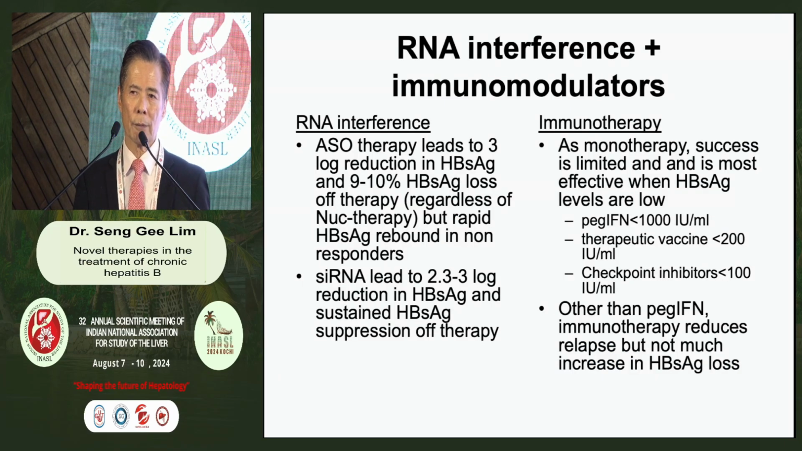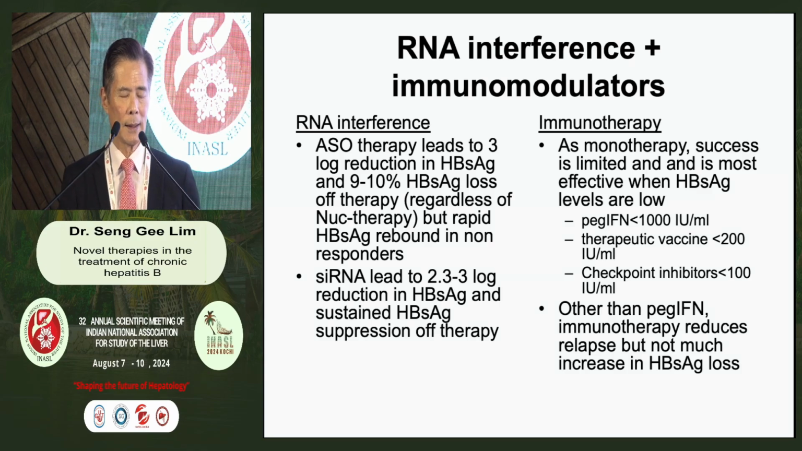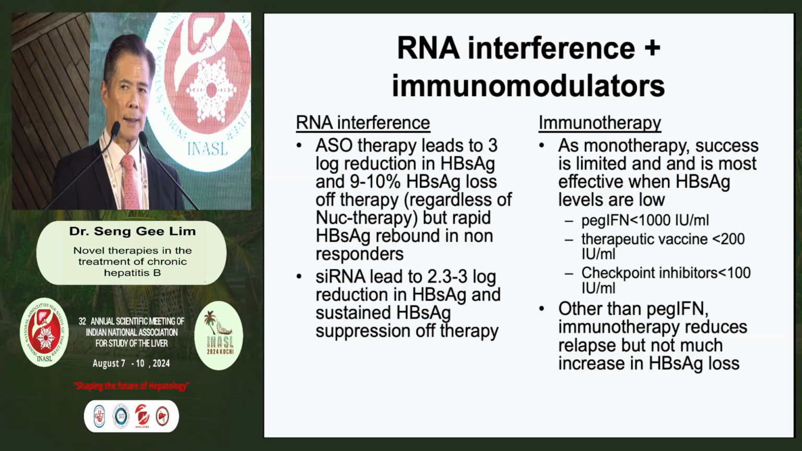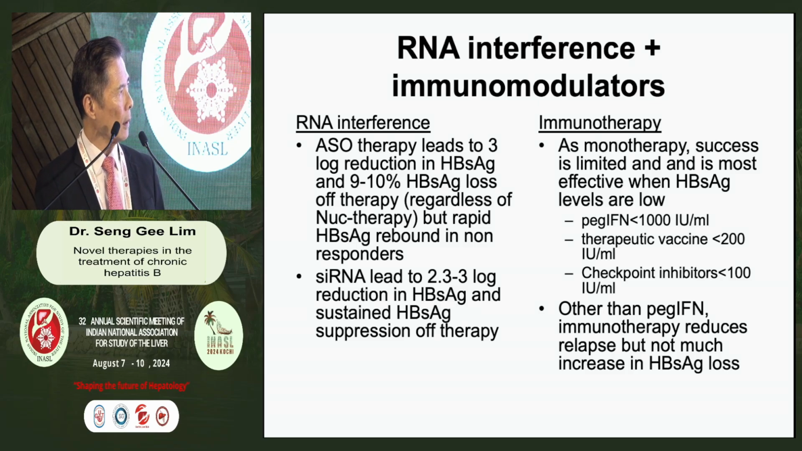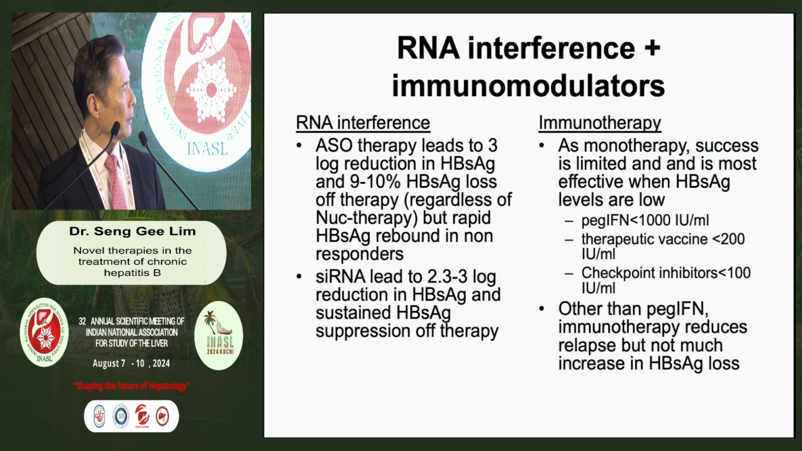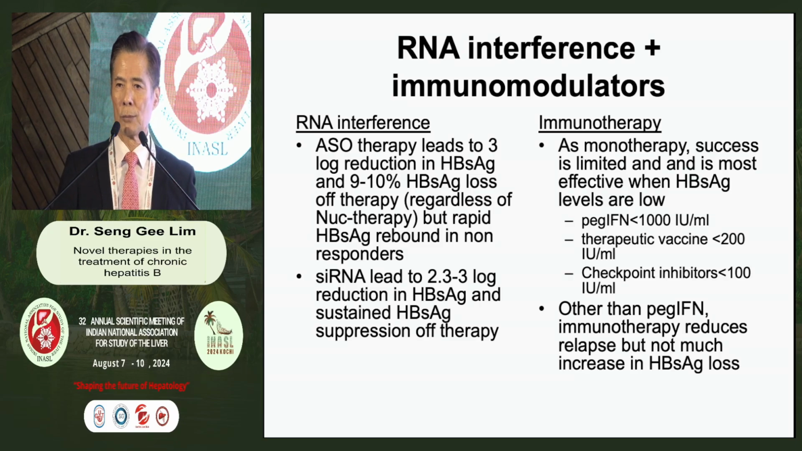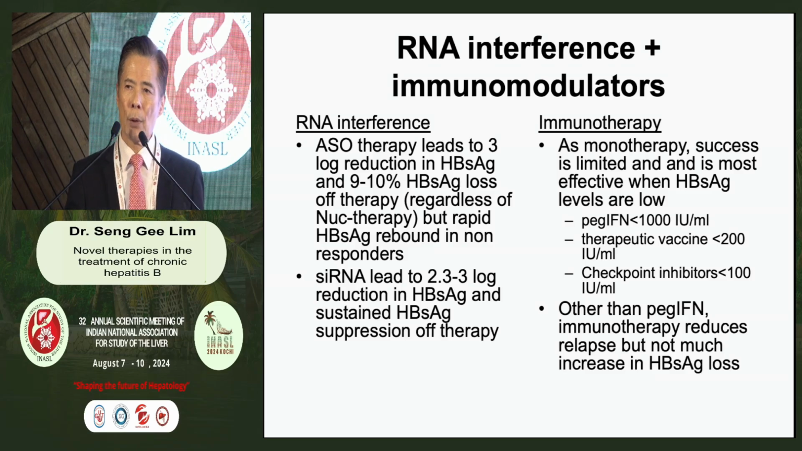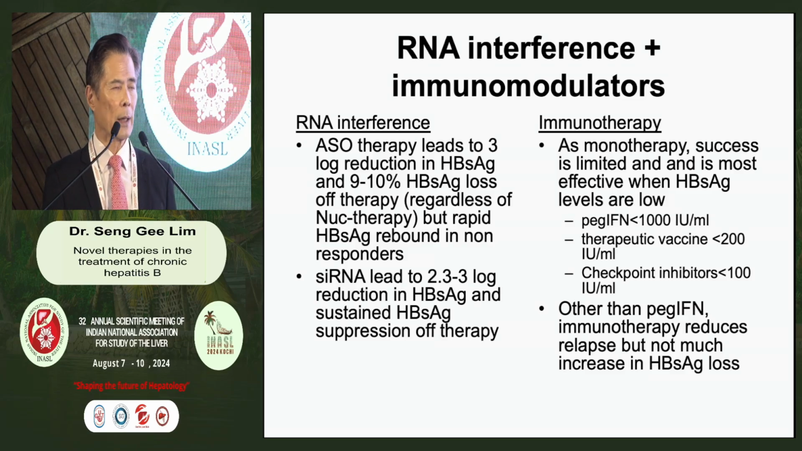So I've given you a lot of data, and I haven't shown you everything because there's really too much data to summarize, and a lot of these are phase 2B studies with small numbers. But here are the general takeaway messages. Antisense leads to a 3-log reduction. You can get 9 to 10% S antigen loss regardless of nuke therapy, but a rapid rebound in non-responders. While an siRNA leads to a 2.3 to 3-log reduction and sustained S antigen suppression off therapy, but no S antigen loss. For immunotherapy, success is limited, and most of the success comes in patients with low S antigen levels.